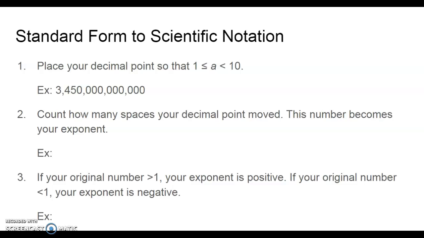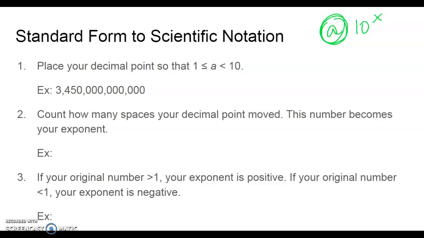Okay, we can also go the other way. So instead of starting with a number in scientific notation and writing it in standard form, we can start with a number in standard form and write it in scientific notation. So going over those steps, our very first step is to figure out what our coefficient is going to be. So remember, we have some number times a power of 10. The first thing that we're going to need to figure out is what our coefficient should be.